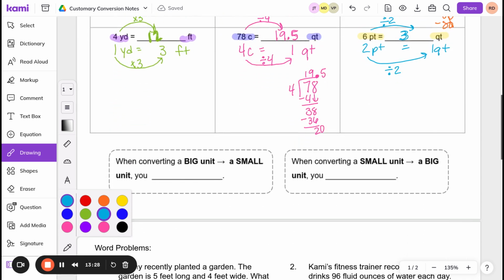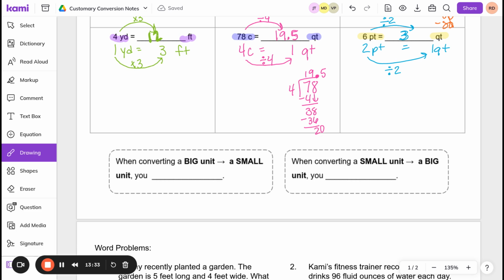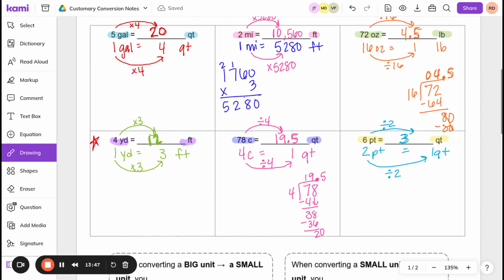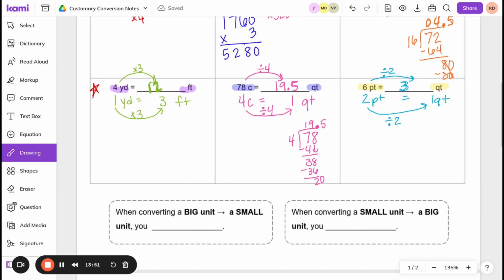On the back, oh, just kidding, there's more at the bottom. Down here, it says when converting from a big unit to a small unit. So, for example, right here, yards are bigger than feet, and gallons are bigger than quarts. So big unit to small unit, we're going to multiply. And when we're going from a small unit to a big unit, we're going to divide.